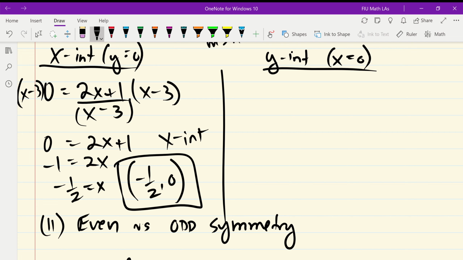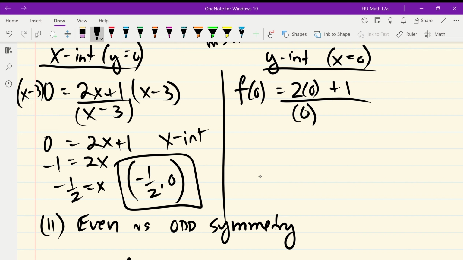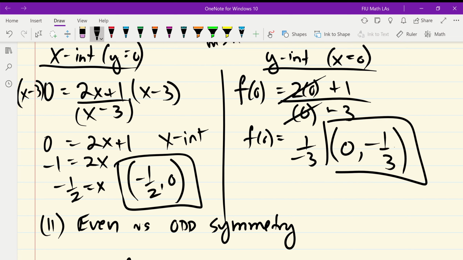And on the other hand, I get my y-intercept. This is when x equals 0. So if I have f of 0 here, I get 2 times 0 plus 1 over, and x is going to be 0 again, minus 3. So f of 0 equals, this goes away to 0, this goes away to 0, so I get 1 over negative 3. So f of 0 equals negative a third. And what my y-intercept now will be is when x is 0, y is negative 1/3. And this is my y-intercept, guys. That's how I find it.